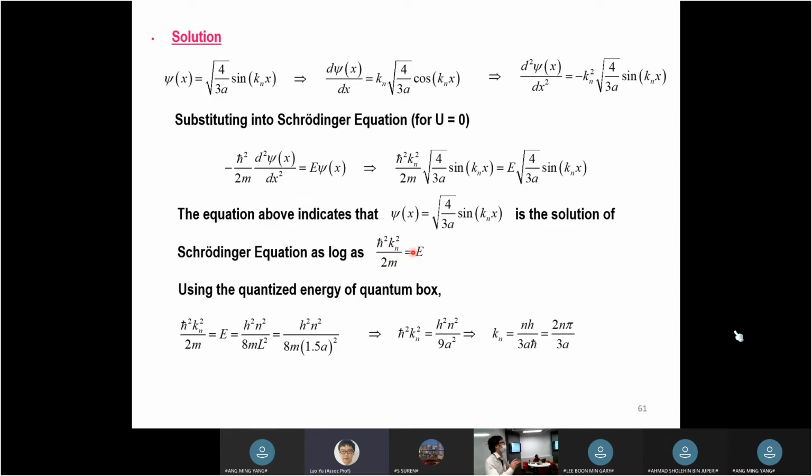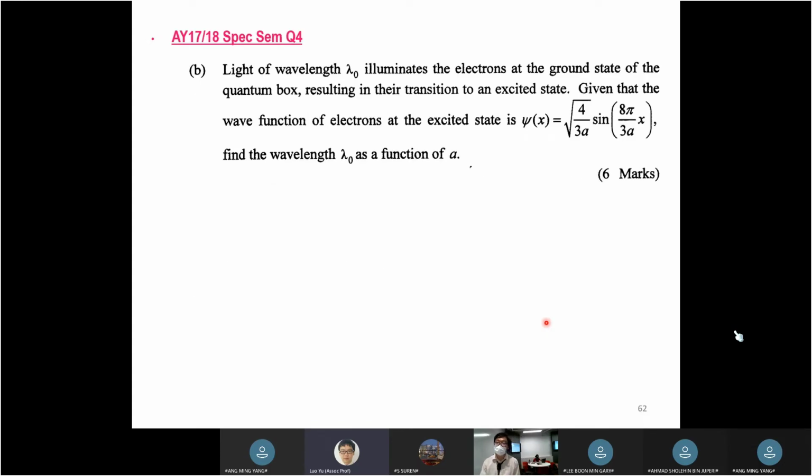To express Kn as a function of a instead of E, you have to relate E to the width of the quantum box. The width of the quantum box L here is 1.5a, as the question indicated. So in this way we can write Kn as a function of a: 2n pi divided by 3a. So the first 12 marks you have already earned.